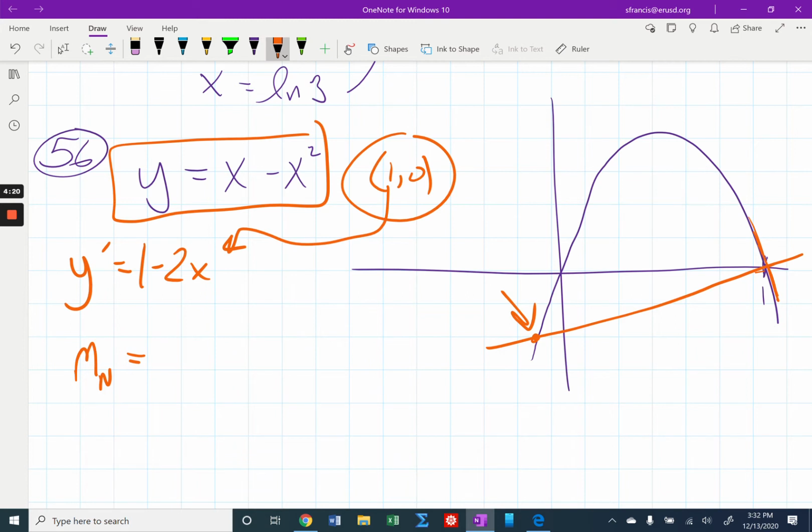And then one of your points of intersection will be (1, 0). That's not the one we're interested in. We want the other one. So it's just algebra at that point. So go work on that algebra. 58 is next.